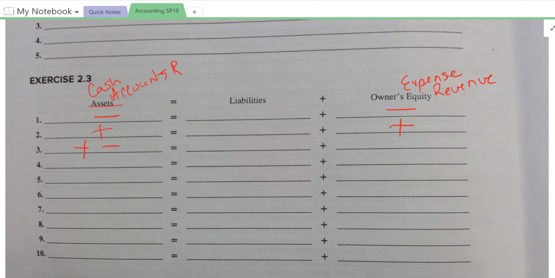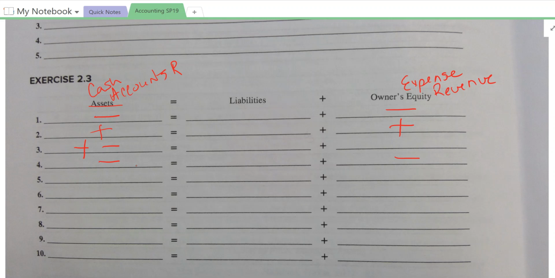Okay, number 4, we paid salaries of $4,500 to employees. We paid cash, so that's always the easy one. I like to always start with cash because a lot of times you're going to work on both sides of the equal sign. So if we paid cash to our salaries, then our salaries would be an expense, payroll expense, so that would also decrease. So we're hopping the equal sign so we can have 2 minuses.